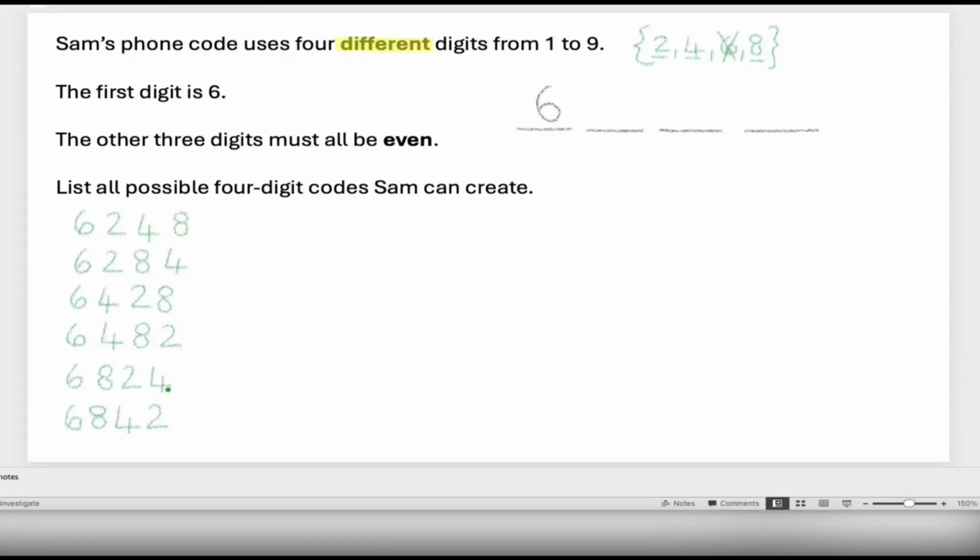Okay, so here we have all of them: 1, 2, 3, 4, 5, 6. So there are 6 possible codes.